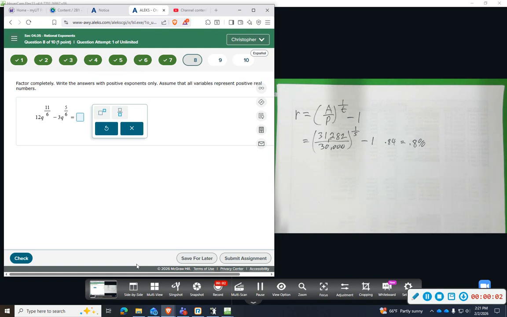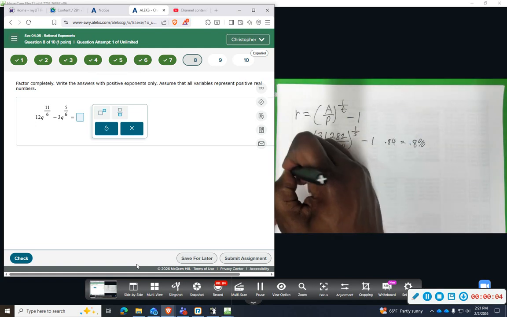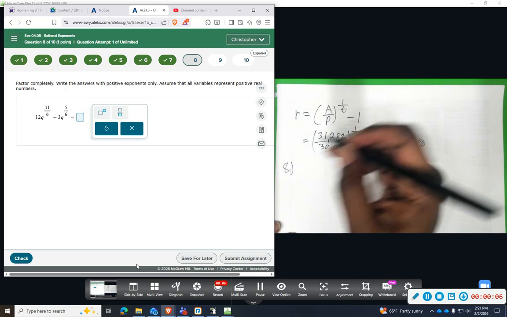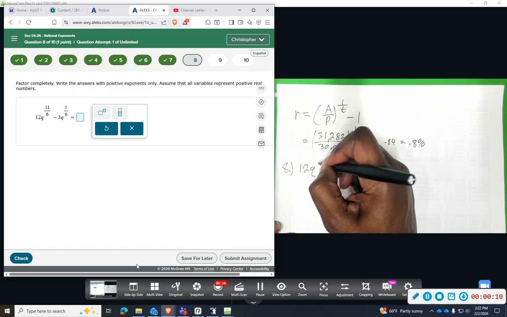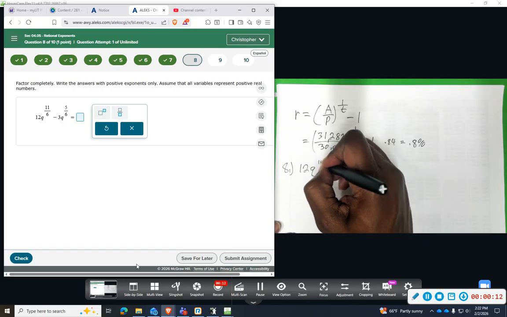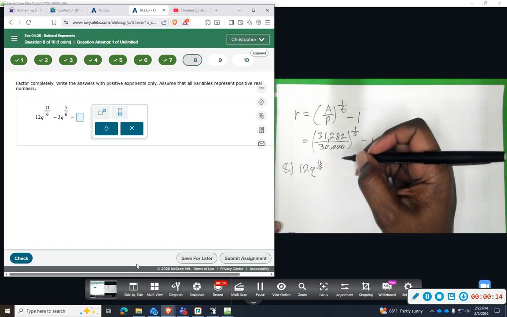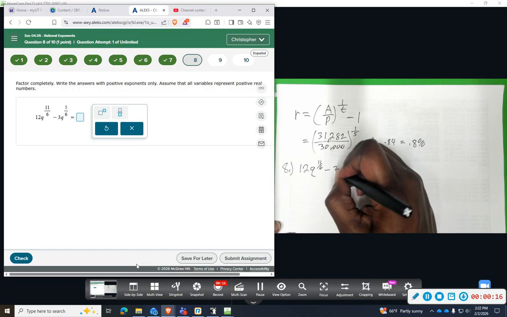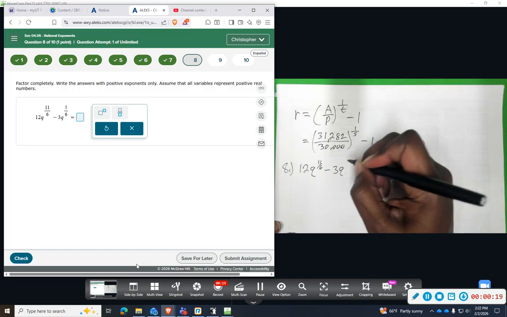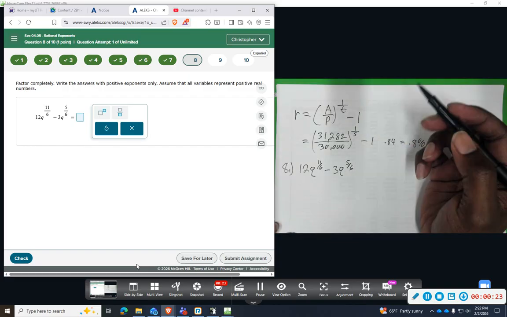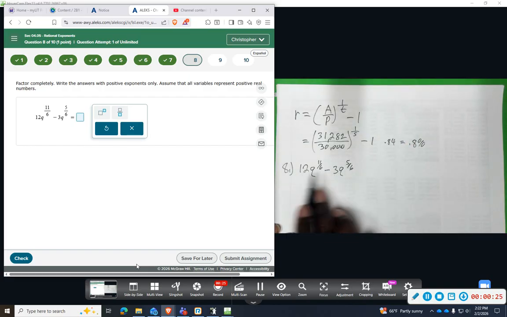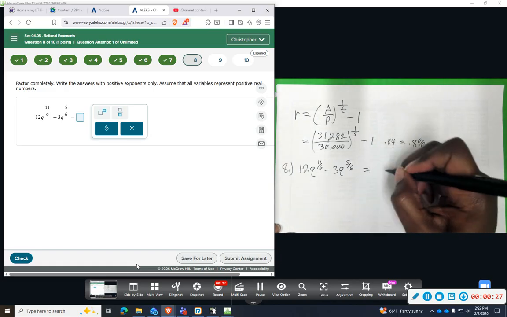All right, number 8, we want to factor completely. We have 12q raised to the 11/6 power minus 3q raised to the 5/6 power. Both of these terms are divisible by 3, so I can factor out a 3.